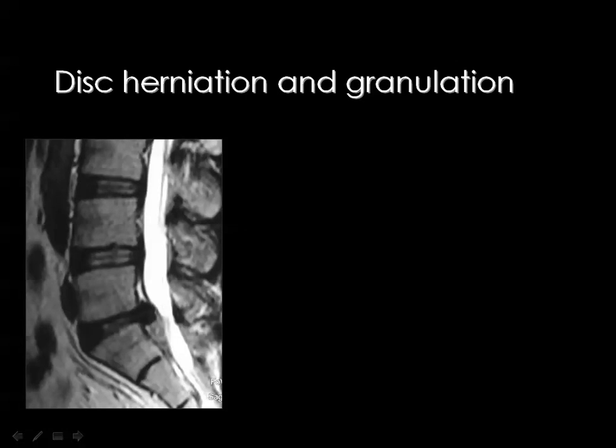Then this is a very important issue you should know, which is known as disc herniation and granulation. You know that the nucleus pulposus is very irritant to the epidural space or fat. If the annulus is torn, then the nucleus is in contact with the epidural space. It will create great irritation that will result in reactive granulation tissue, which will surround the area of disc herniation.